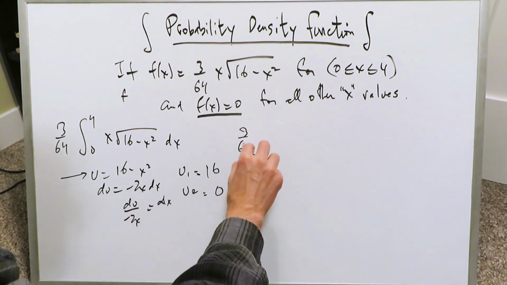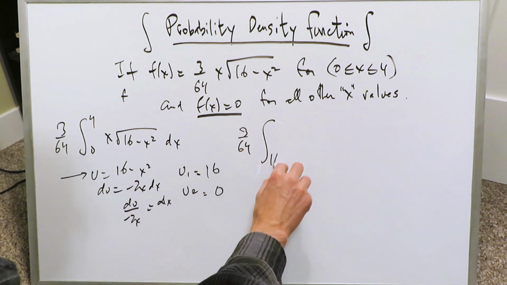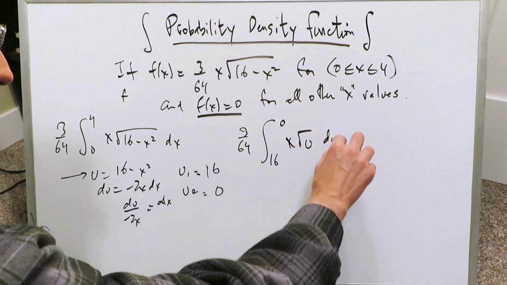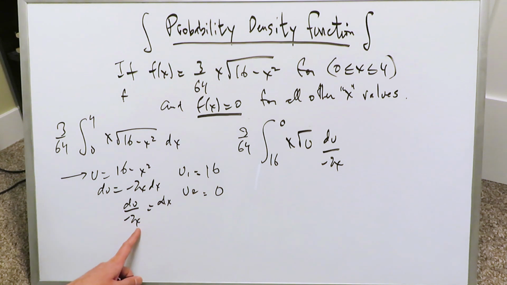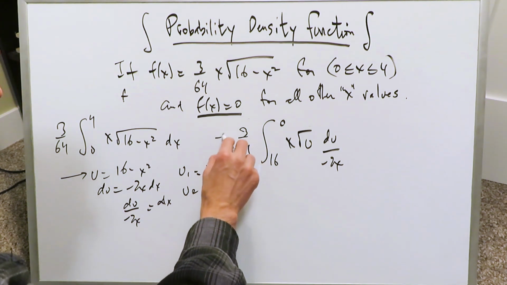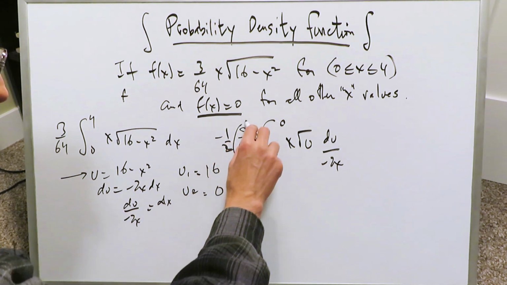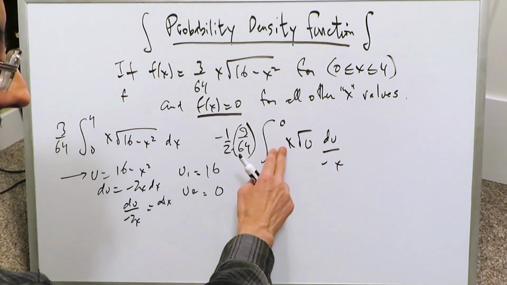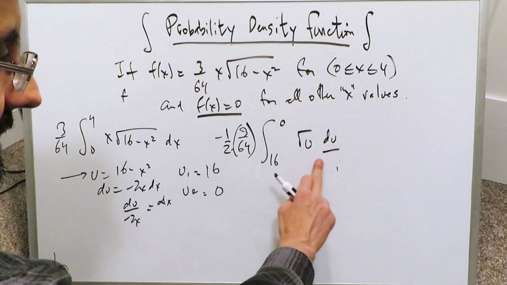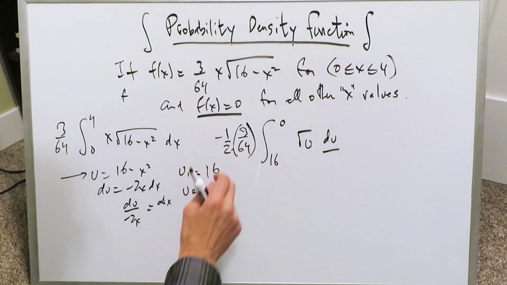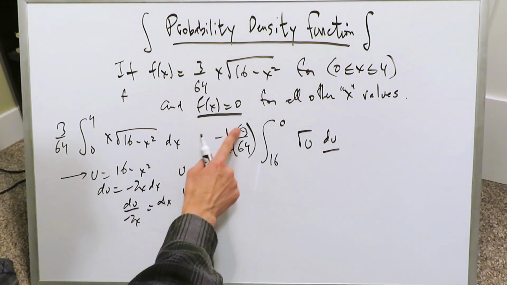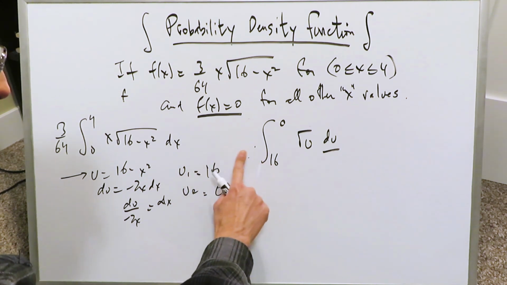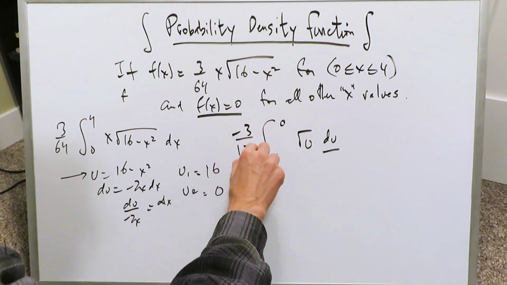You have a 3 over 64. You have here now a 16 and a 0. You have an x, you have a root u, and then a du over minus 2x. See, minus 2x. I'm bringing this minus 1 over 2 out. Nothing wrong with you doing that. Minus 1 over 2 has been brought out. This 2 has been erased. These x's cancel out. The minus has already been brought out over here. You see that. I'm going to simplify this. I have a minus 3 over 128. Let's write that. Minus 3 over 128.